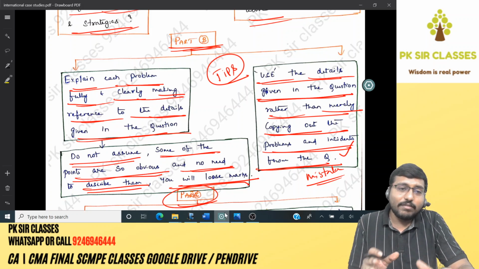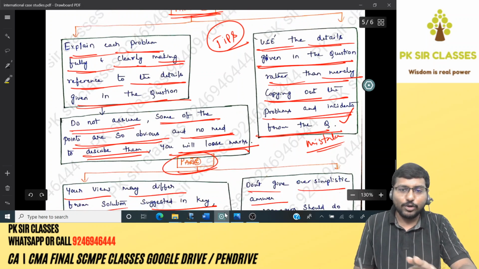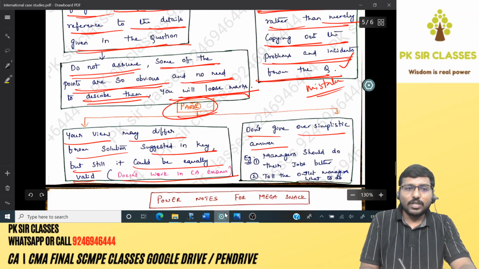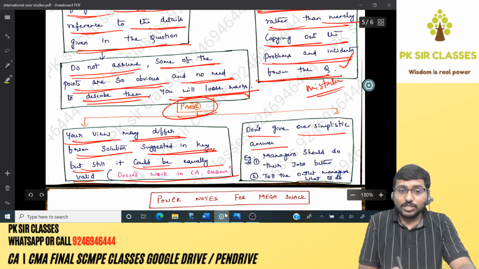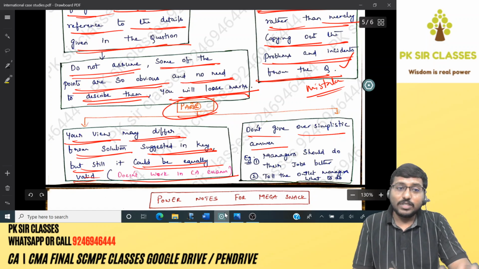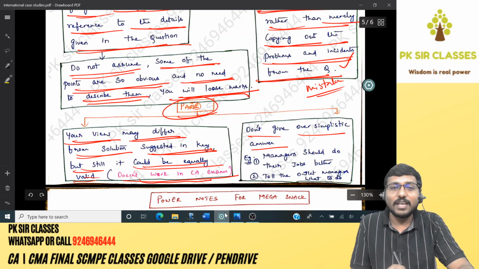You got it? How is that? When I teach this particular case study, I'll try to explain it to you. Right now, just get the feel of what we are going to do. And finally, part C, as you can see, your view may differ from the solution suggested in the key, but still it could be equally valid. Of course, it is valid for international exams. As you can see here, I've written in brackets, doesn't work in CA exams.